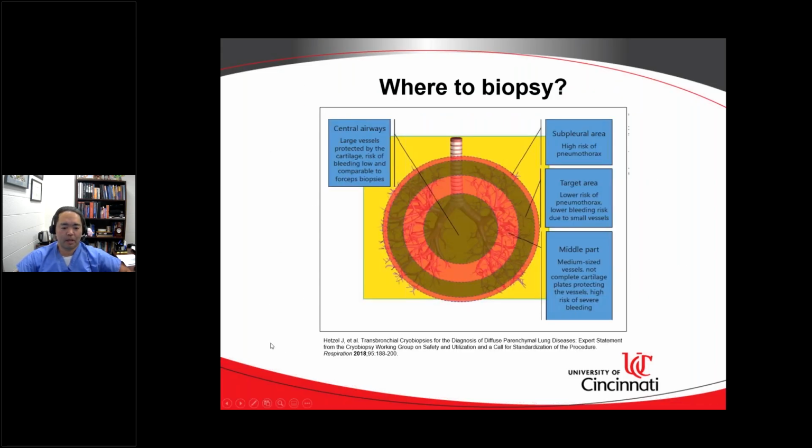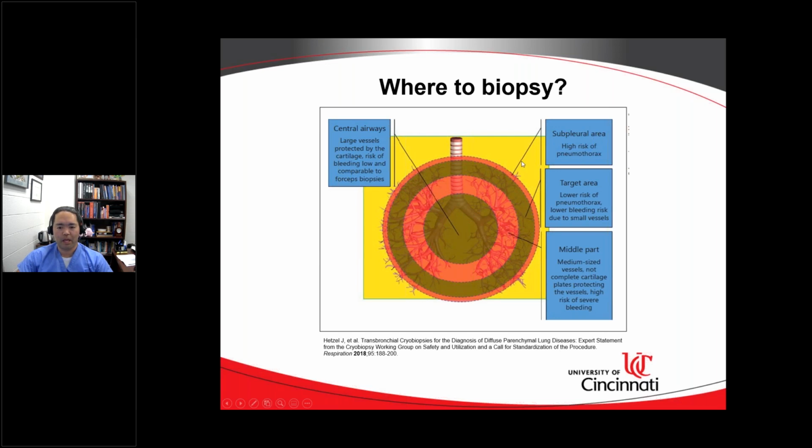So this is from the 2018 expert statement, where to biopsy, and what they came up with is an elegant way of determining which area in the lung you actually want to do the cryobiopsy. In the central airways, the large vessels are protected by cartilage, so you're not going to have any problems if you end up biopsying the airways. But we all know that IPF, ILD, NSIP, any of these conditions are happening in the alveolar area, so there's nothing to focus on here.